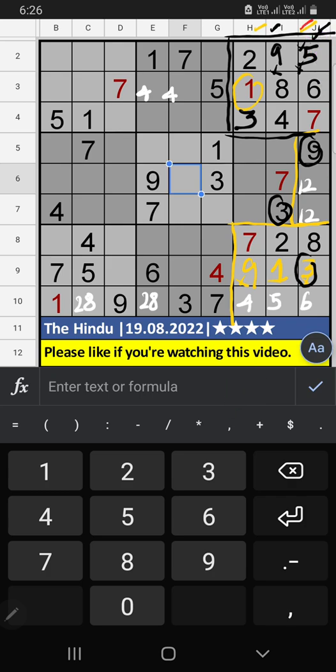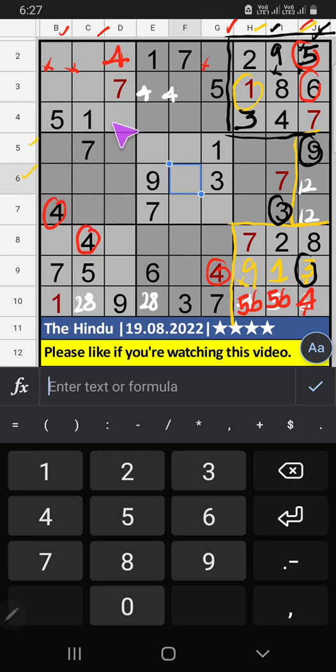Column J, we have 5 and 6. So 5 and 6 can't come in this cell. It will come in one of the 2 cells. We will confirm later. Then only 1 number is remaining, 4. 4 is confirmed here. Column G, column B, column C, we have 4. So 4 can't come in these cells. Then the 4 is confirmed here.